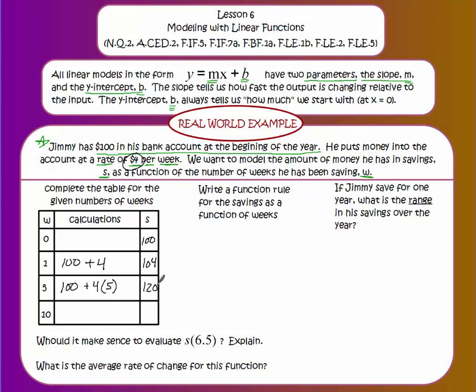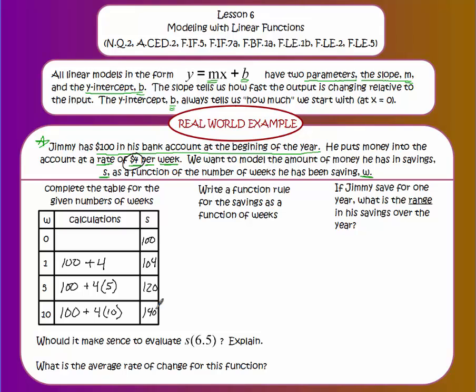Okay, and that same concept is going to apply down here for 10 weeks. So again, he had $100, and after 10 weeks, we could add 4, 10 times. In other words, 10 times 4. So that's 40, so $140.